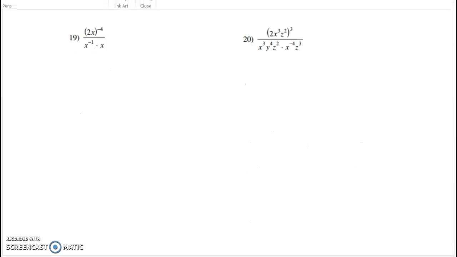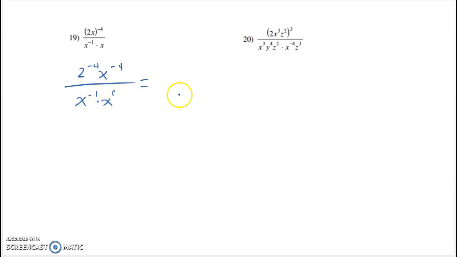This one, I think we're seeing a pattern here. Always start with your parentheses, so I'm going to do the 2x and raise them each to the 4, so we've got 2 to the negative 4, x to the negative 4. And I've got x to the negative 1 times x, there's no exponent, so it's 1. Now, when you multiply exponents, you just add them. What's negative 1 plus 1? It's 0.